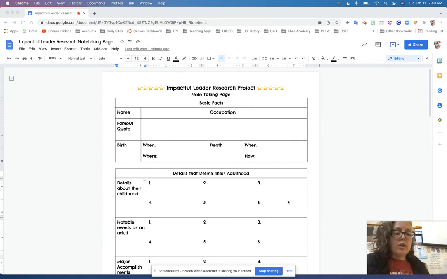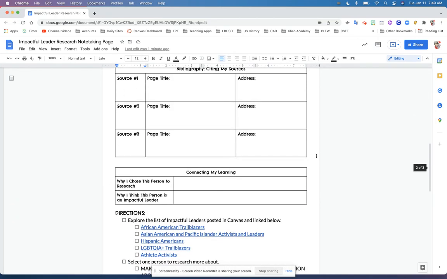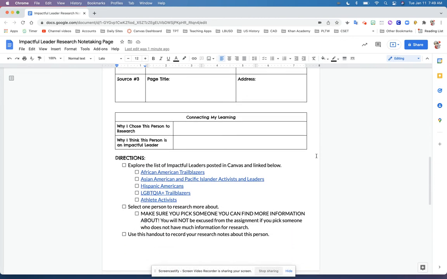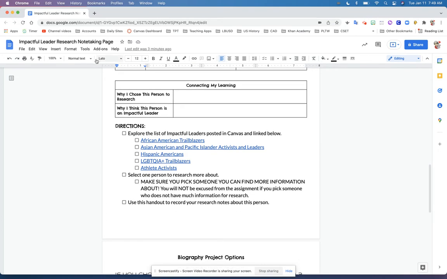Okay, so what I want you to see here, and I'm going to go ahead and try to get rid of myself because we don't need this. What you see here is the note-taking page that you're going to be using while you research this person. I'm going to go ahead and skip ahead a little bit. This was also on the Canvas page, but underneath the note-taking sections are these directions. So let's look at them very quickly. And I'm going to go ahead and increase the size on this a bit.